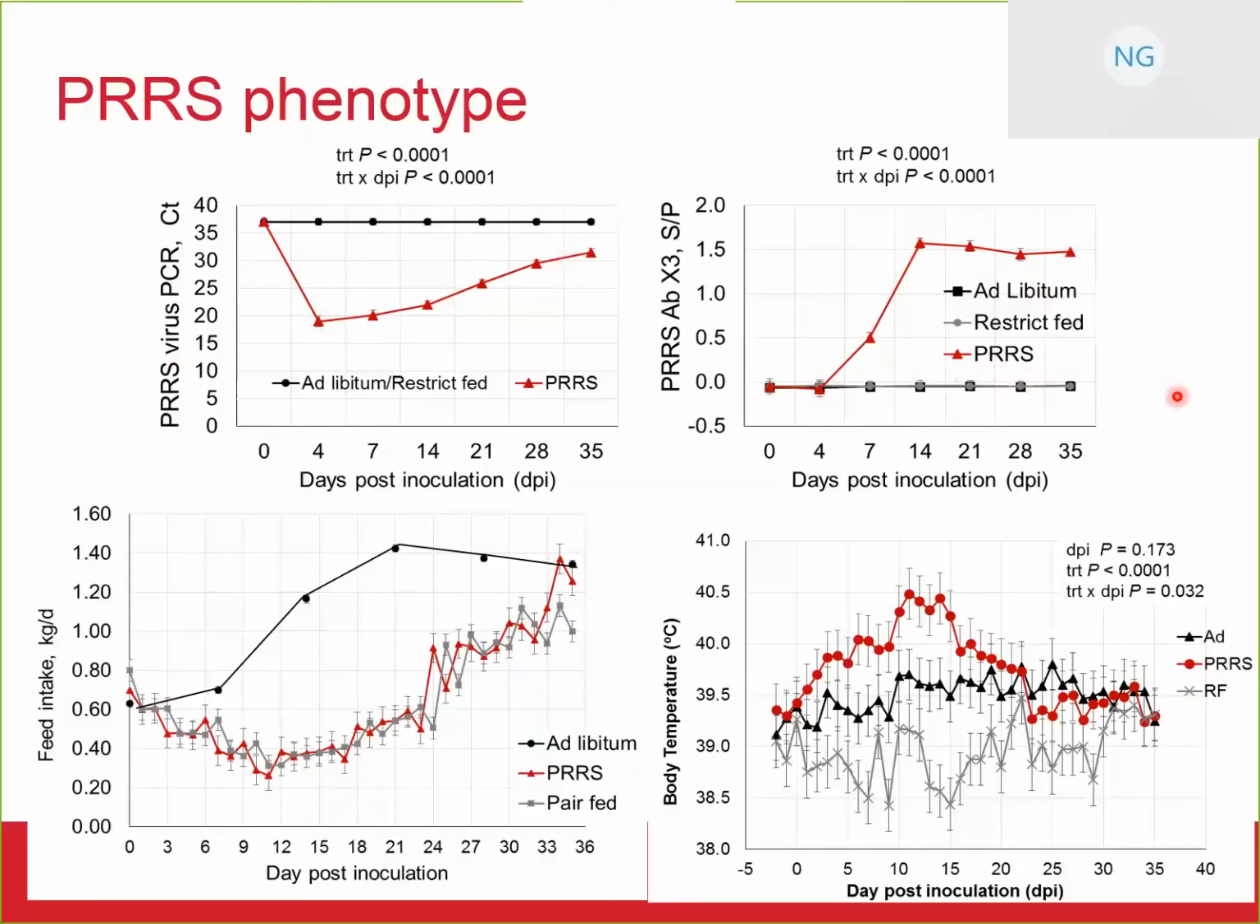The other thing that we did with these three treatments is we microchipped each pig to look at daily body temperature. And we can see here that PRRS, in red, versus our ad lib control pigs in black, initiated a febrile response starting at about day 5 and ending at about day 15 to 18.